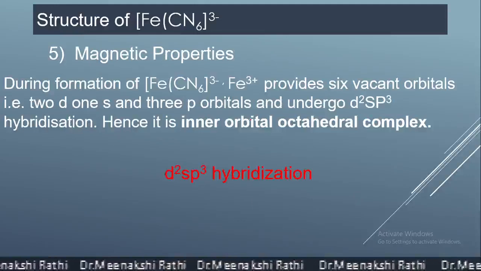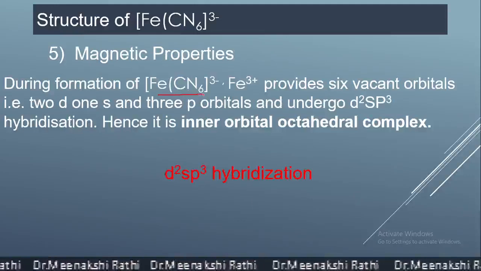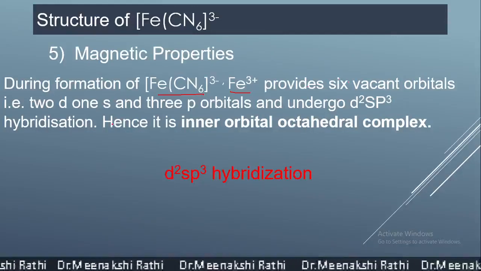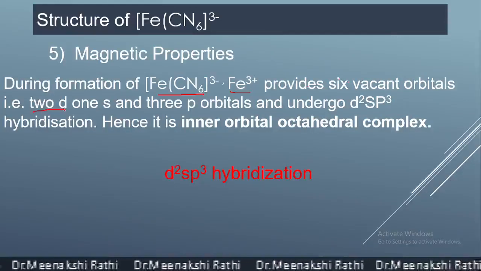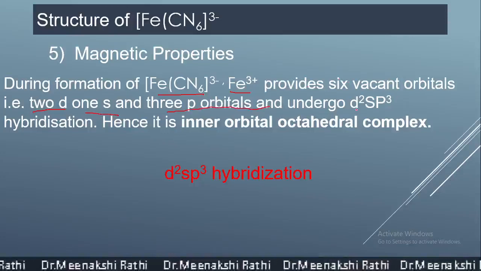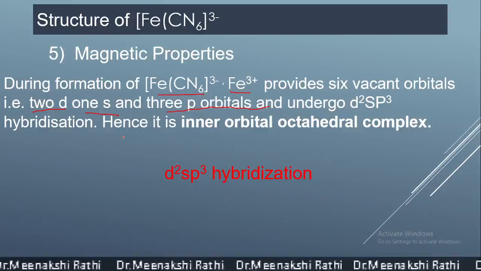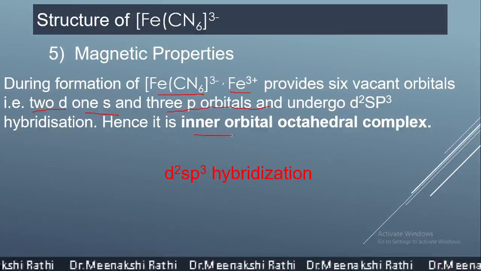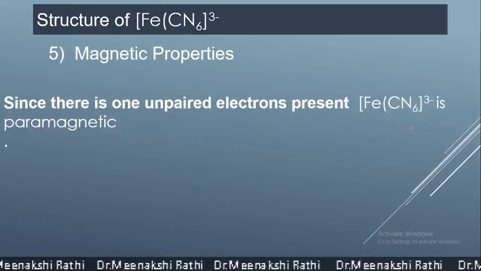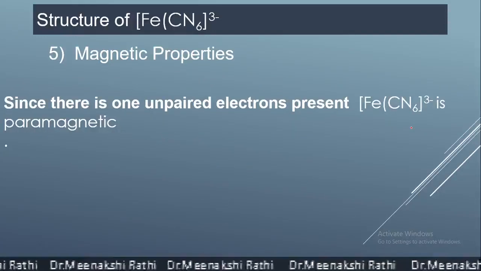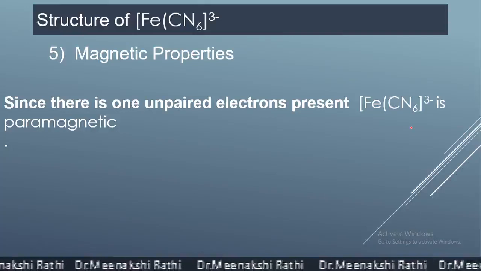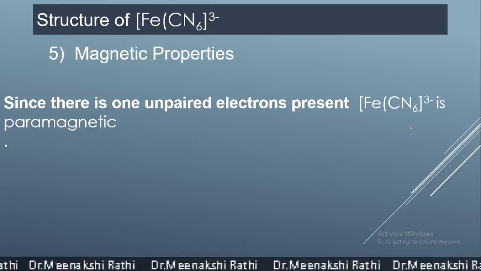During formation of the hexacyanoferrate ion, Fe3+ provides 6 vacant orbitals: 2d, 1s and 3p orbitals, and undergoes d2sp3 hybridization. Hence, it is the inner orbital octahedral complex. Now, in the hexacyanoferrate ion, as we discussed, there is one unpaired electron and hence it is paramagnetic.